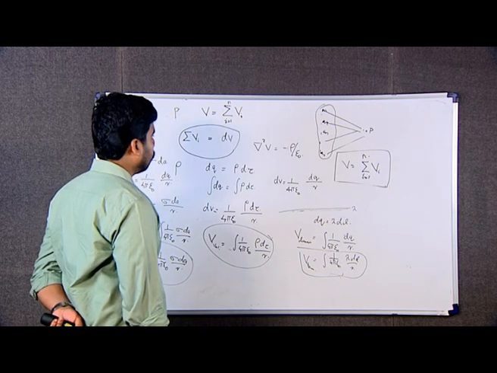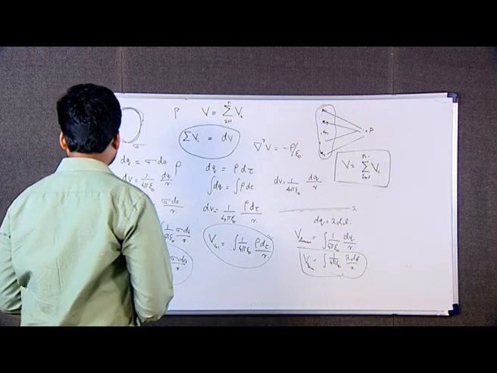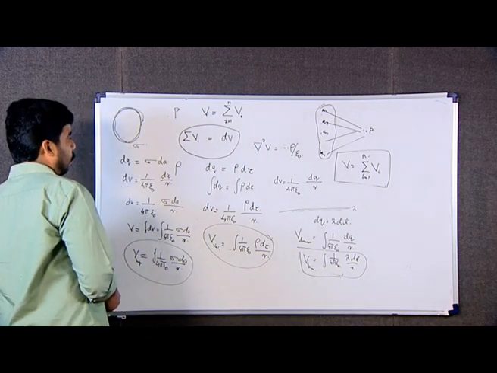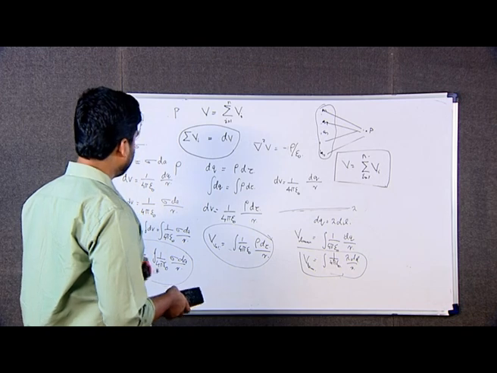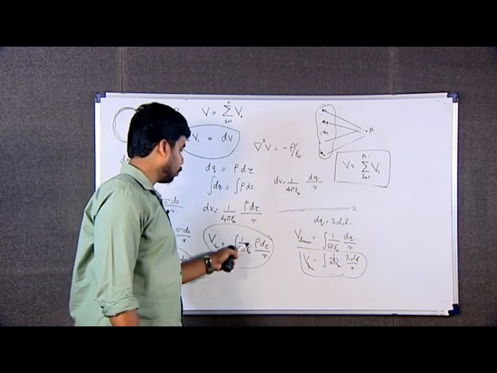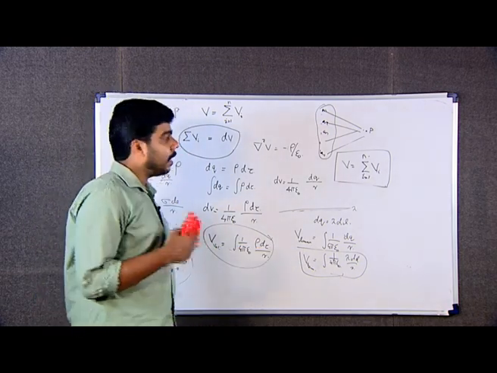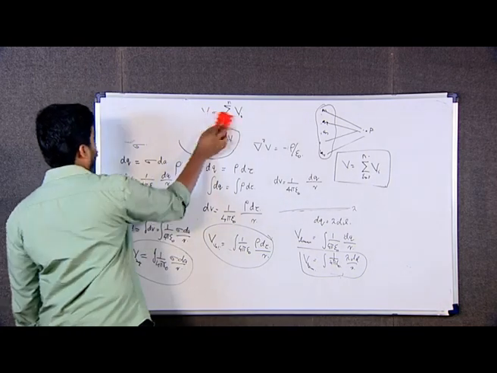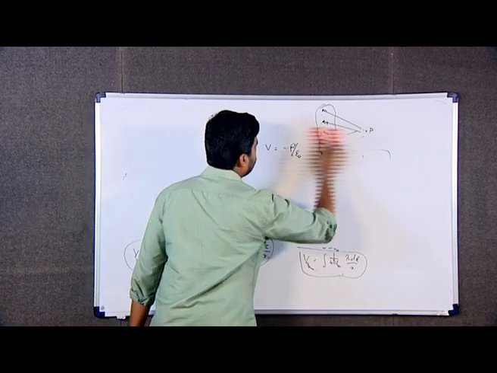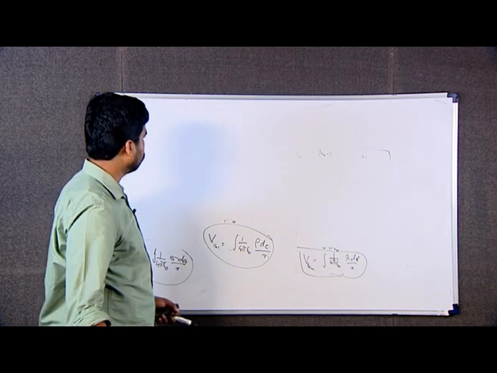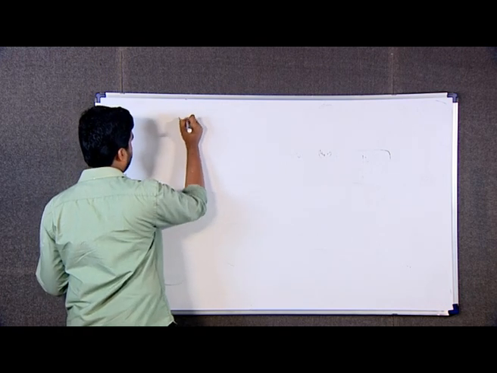And in the same way, we have derived the situation for the volume charge distribution: V is equal to integral 1 by 4 pi epsilon 0 sigma dA by r for the surface charge, 1 by 4 pi epsilon 0 rho d tau by r for the volume charge, and for the linear charge 1 by 4 pi epsilon 0 lambda dl by r. And in the first lecture, we have derived the electric field for the volume charge, linear charge, and surface charge.